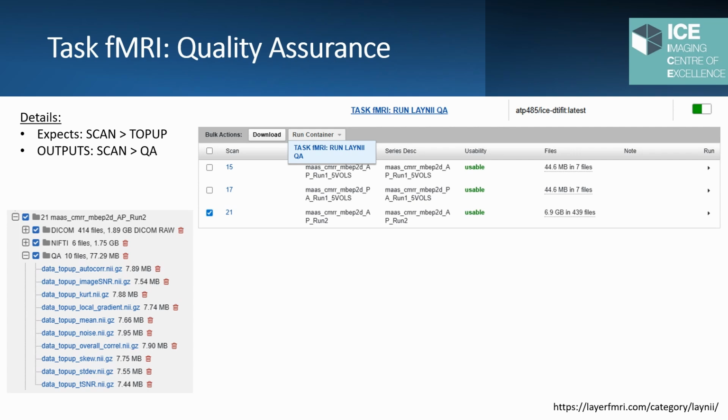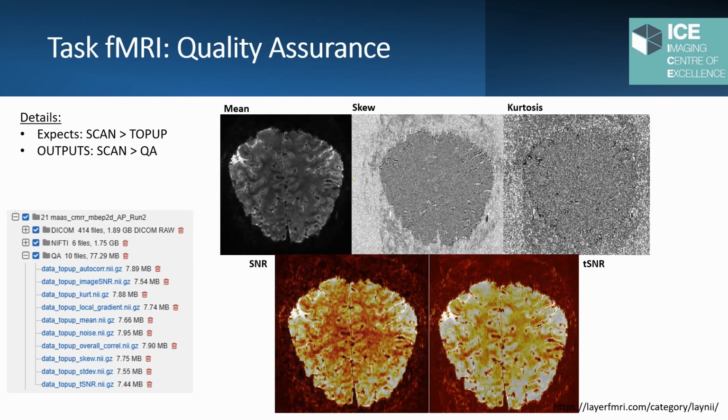This includes the SNR image, the TSNR image. Another pair that are useful are the skew and kurtosis images. It also outputs the mean image of data top-up, which we can use for quicker loading and also to make sure that structurally the image is looking good. These are a number of different examples. From left to right we have mean, skew and kurtosis, and below them SNR and TSNR.